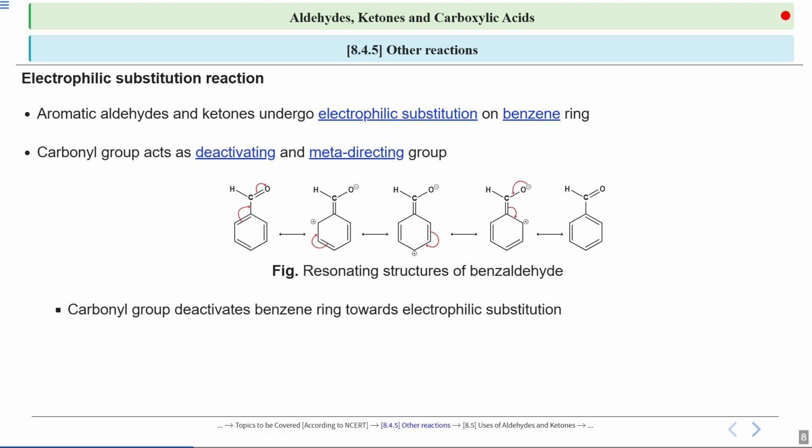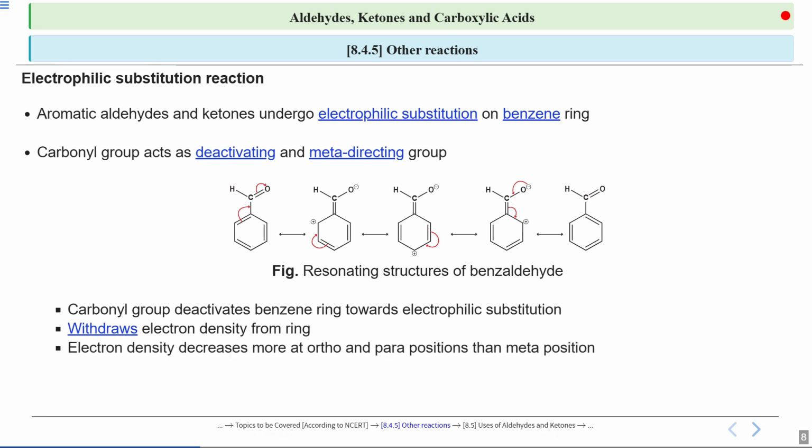So what is happening? The carbonyl group deactivates the benzene ring towards electrophilic substitution. It reduces the ring's ability to react with electrophiles, making it less likely to participate in these reactions. The carbonyl group withdraws the electron density from the benzene ring. By pulling electrons away, it makes the ring less electron rich and therefore less attractive to electrophiles.